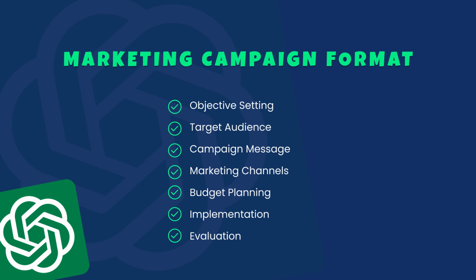Number seven, evaluation. Assess the effectiveness of your campaign by tracking specific metrics. This could include click through rates for digital ads, number of new customers, sales, reviews, and others. Based on the results, you can make necessary adjustments for future campaigns. A successful marketing campaign requires a well thought out strategy, a clear understanding of your audience, and continuous evaluation and refinement. Now, a campaign cannot be generated without content.